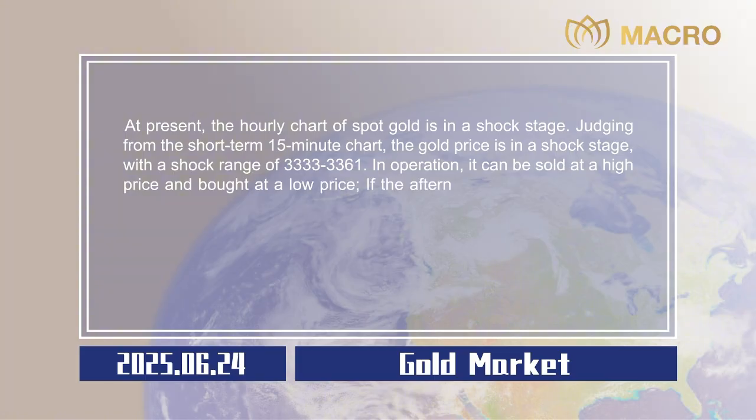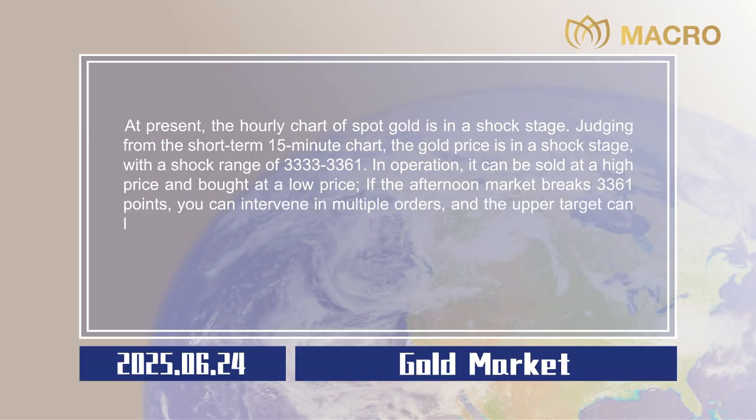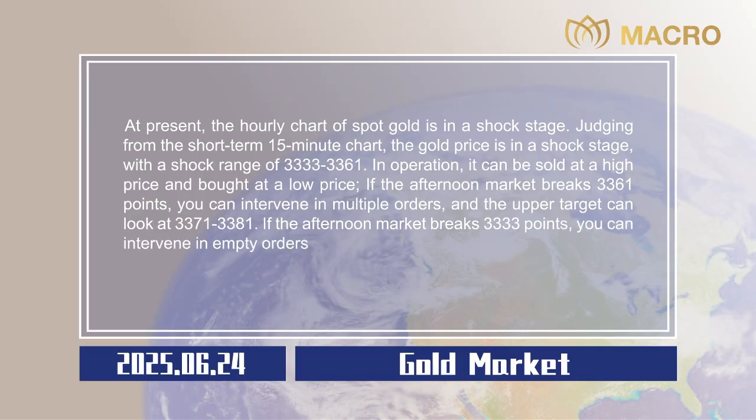If the afternoon market breaks 3,361 points, you can intervene in multiple orders, and the upper target can look at $3,371 to $3,381. If the afternoon market breaks 3,333 points, you can intervene in empty orders, and the lower target can look at $3,323 to $3,313. Stop losses are all $5.